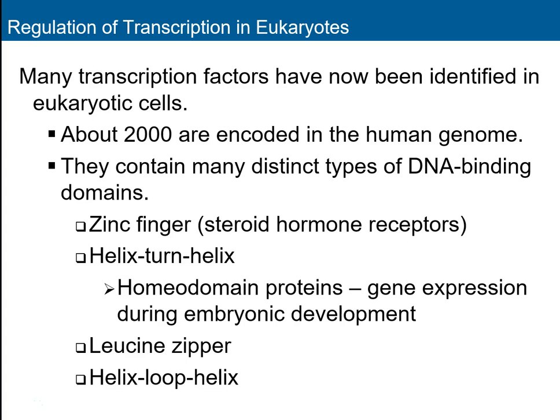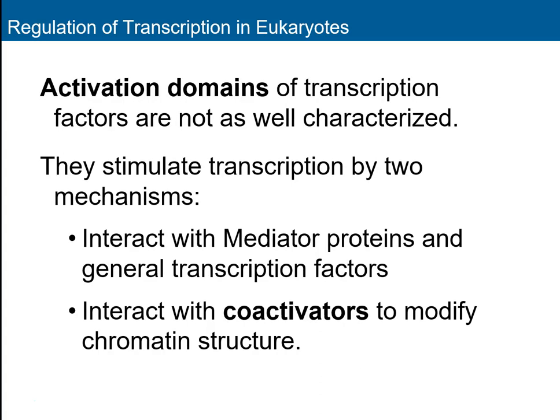Using techniques like affinity purification and affinity chromatography, we're able to identify and isolate many different transcription factors. Right now, about 2,000 have been identified. Many of them have these four distinct types of DNA binding domains: zinc finger, helix turn helix, leucine zipper, and helix loop helix.